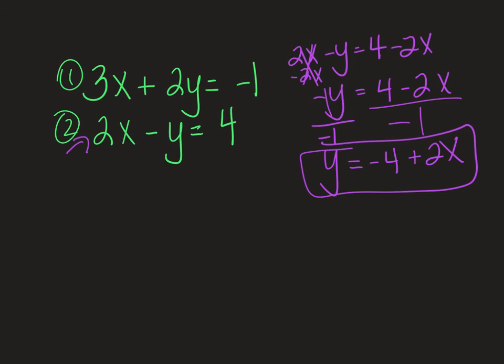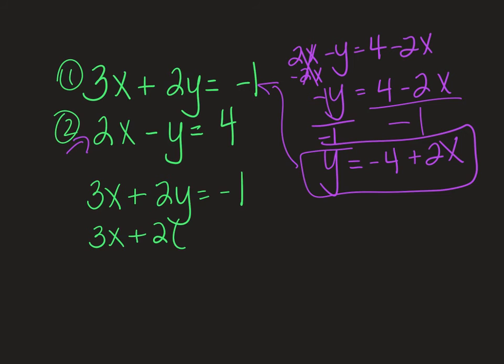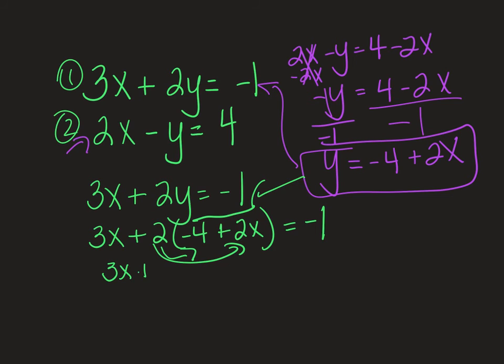I'm going to substitute that into equation number 1. I'm going to rewrite that equation here as 3x plus 2y equals a negative 1. Now I'm going to substitute. So 3x plus 2 times my partial value of y, a negative 4 plus 2x, equals a negative 1. I'm going to do my distributive property. 3x plus 2 times a negative 4 will be a negative 8. 2 times positive 2x would be plus 4x equals negative 1.